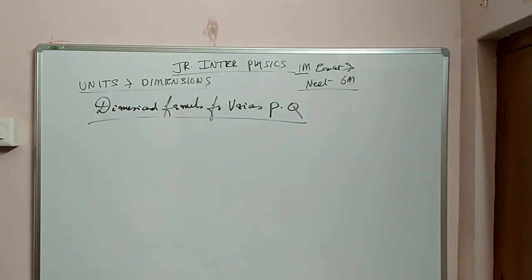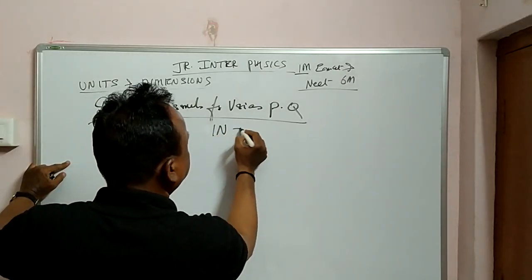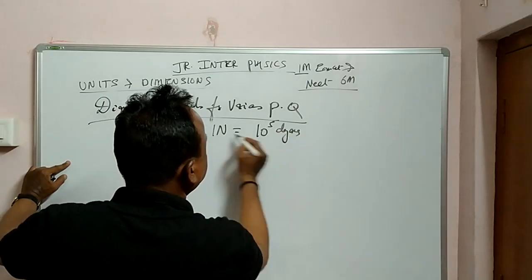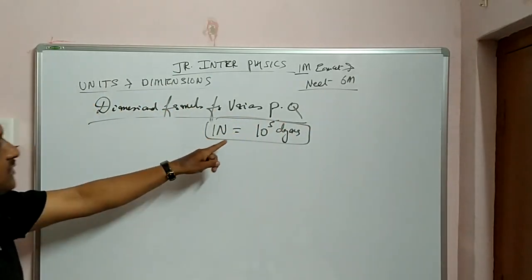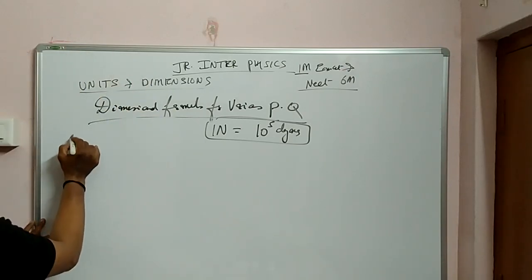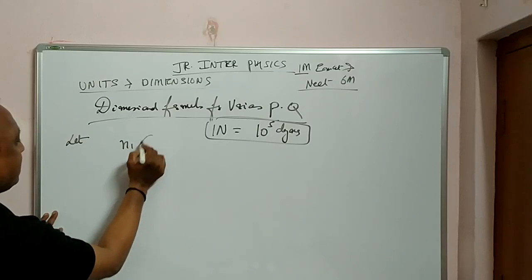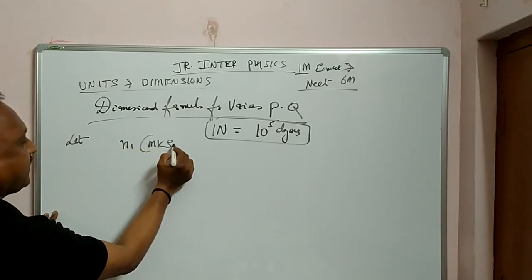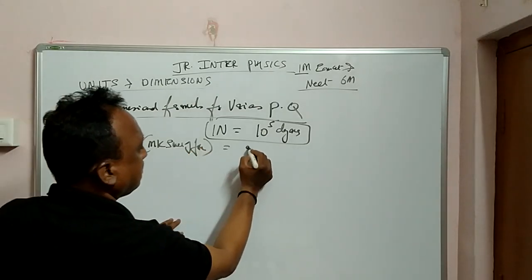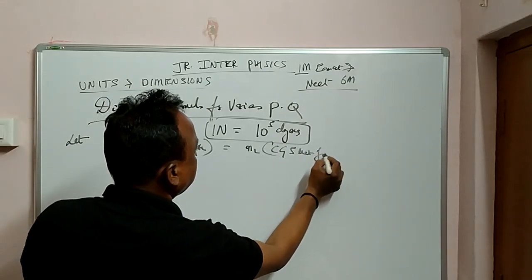Now the other use is to convert from one system to another system. For example, we all know in intermediate, the derivation is there, a 4 mark question: 1 Newton is equal to 10 power 5 dynes. This proof you can do by using the dimensional method. How? For example, let N1 into MKS unit of force is equal to N2 into CGS unit of force.